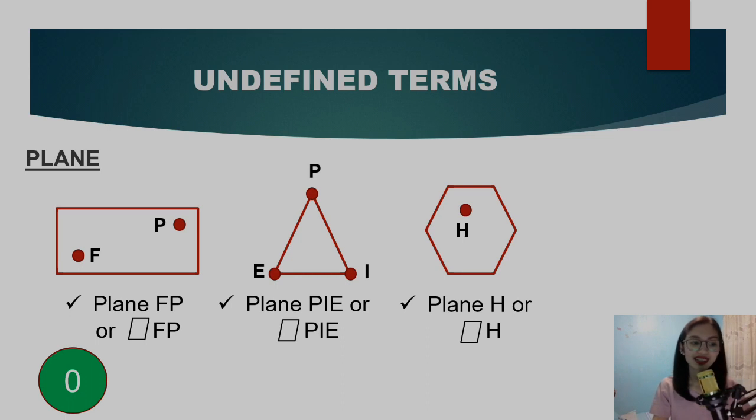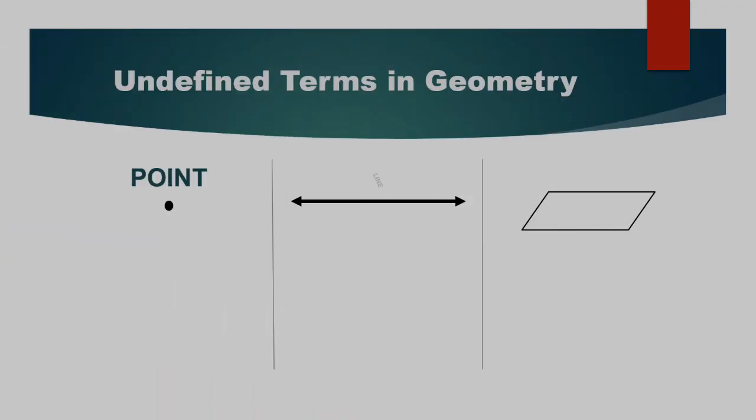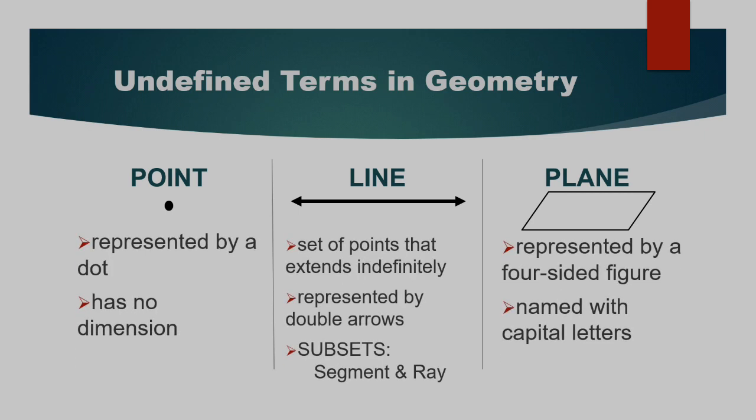Okay? So, hindi lang dun sa letters na nasa corners niya ang pagpapangalan ng plane, pwede din yung mga point na nasa loob ng plane mismo ang gamitin natin para pangalanan sila. So, to sum up our undefined terms, we have the point, the line, and the plane. And these are their descriptions. So, guys, sana naintindihan ninyo kung anong differences nila and how do we name each of them correctly. Okay? And also, activities will be posted on our group chat.